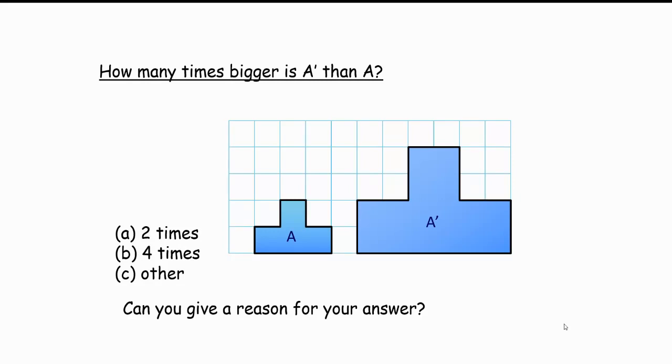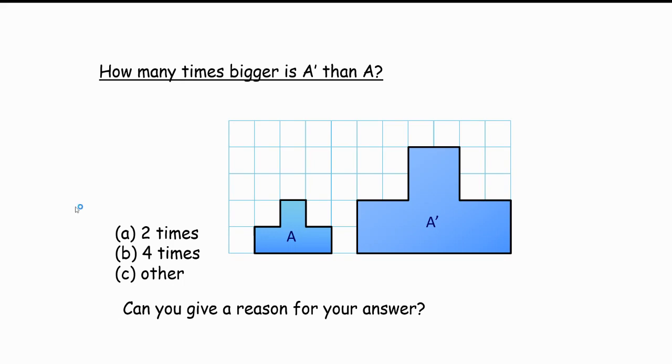So, without telling you the topic of today's lesson, I just want you to think about how many times bigger is A apostrophe, which we call in maths A dash, than A. How many times bigger is this shape than this shape? Is it 2 times bigger? Is it 4 times bigger? Or some other number? Have a think about it, and could you give a reason for your answer? Pause the video now if you want more time to think, otherwise I will explain the answer.